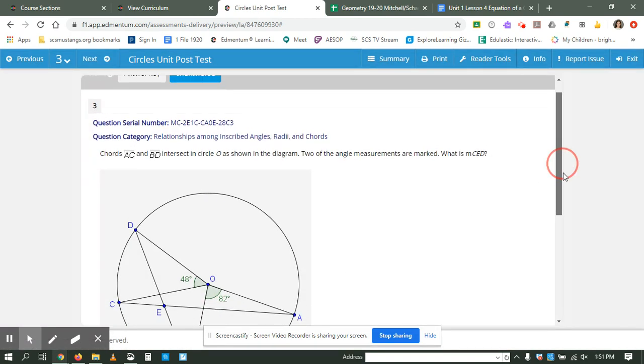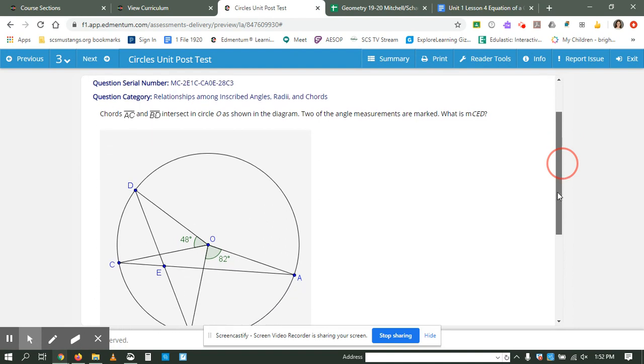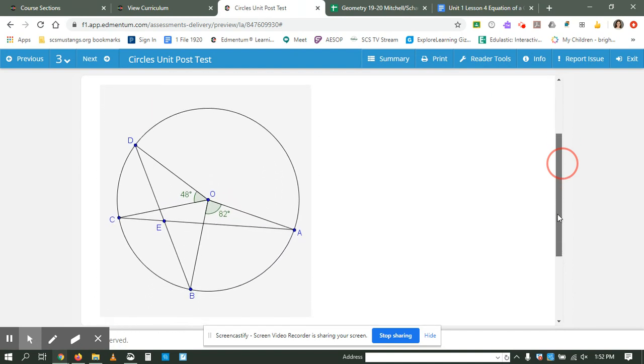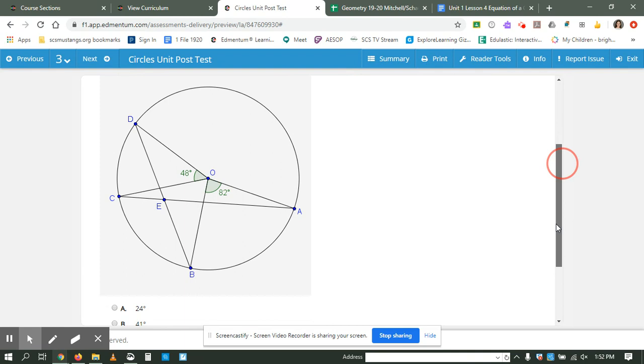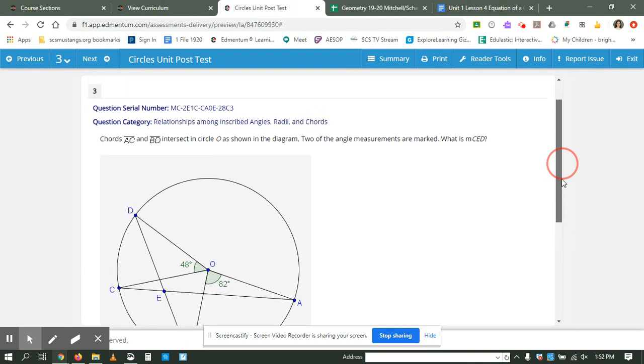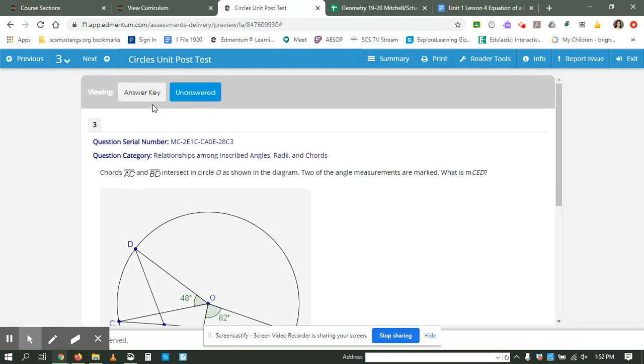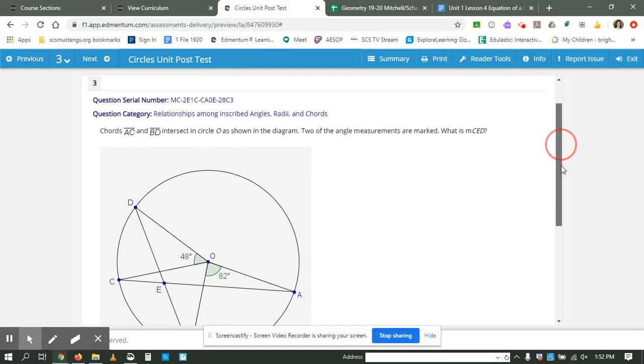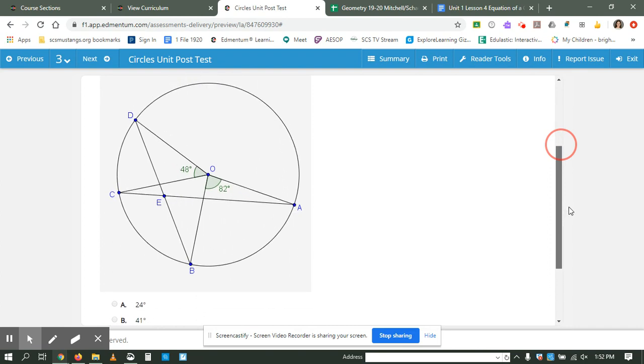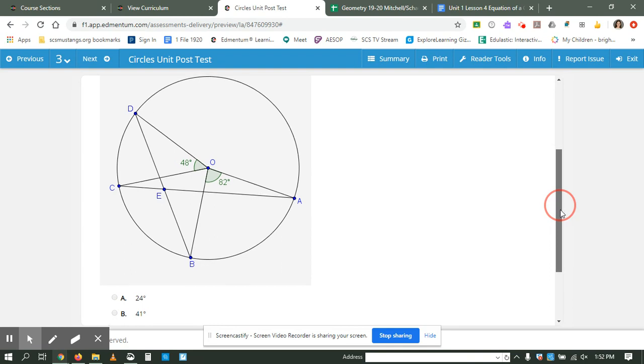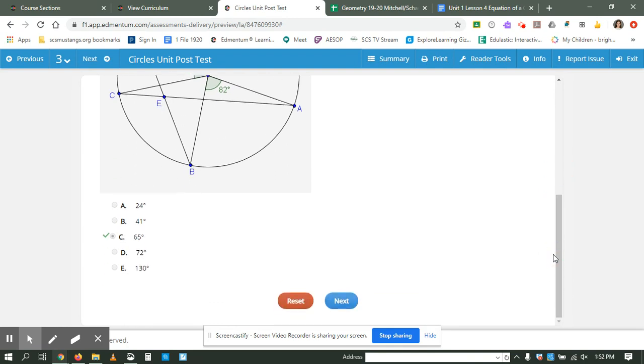Looking at the next one, this just is not something that we covered in class. It's a really neat problem, and they're fun to do, but it's not something that we covered in class. This one works out slightly differently than some of the other problems done in the lesson. So if you get the problem that has the 48 and the 82 and the angles in the center, the answer is going to be 65 degrees.